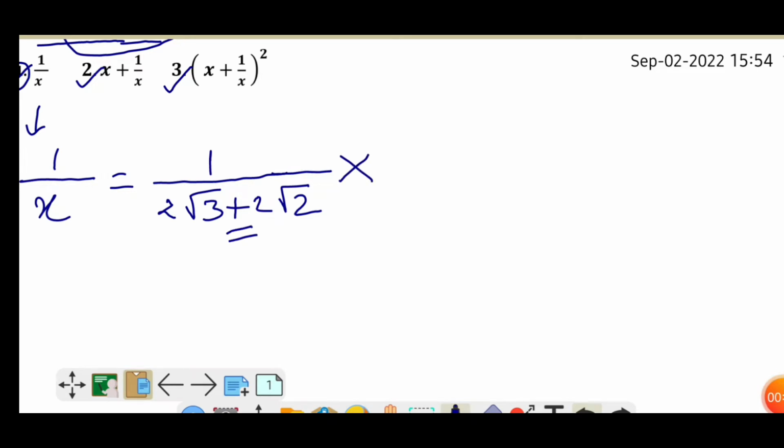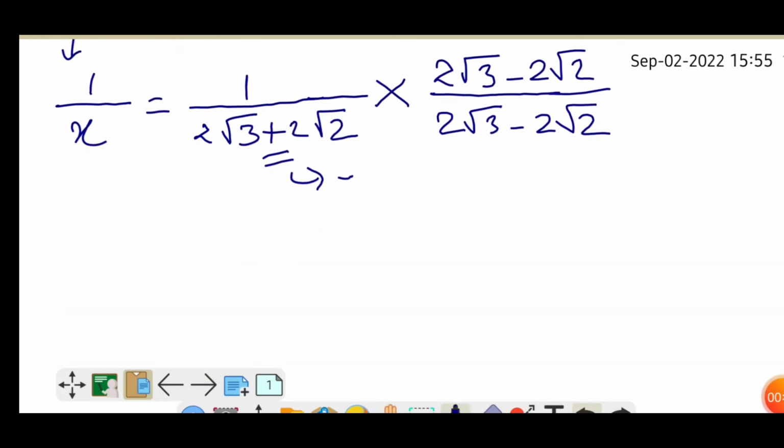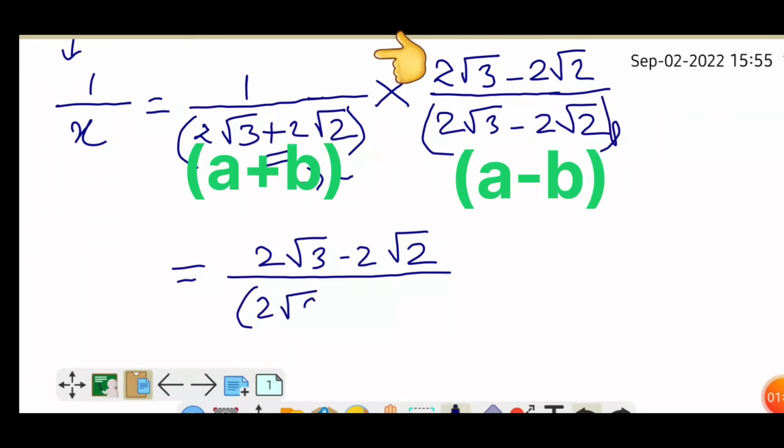Now we have to rationalize it. So we'll take the opposite sign to rationalize. So it will be 2 root 3 minus 2 root 2, and in the denominator also the same, 2 root 3 minus 2 root 2. Now we have to multiply by this rationalizing factor in the numerator and denominator too. So 2 root 3 minus 2 root 2 into 1 will be 2 root 3 minus 2 root 2. And here we have (a plus b) into (a minus b), so it will be a square minus b square.